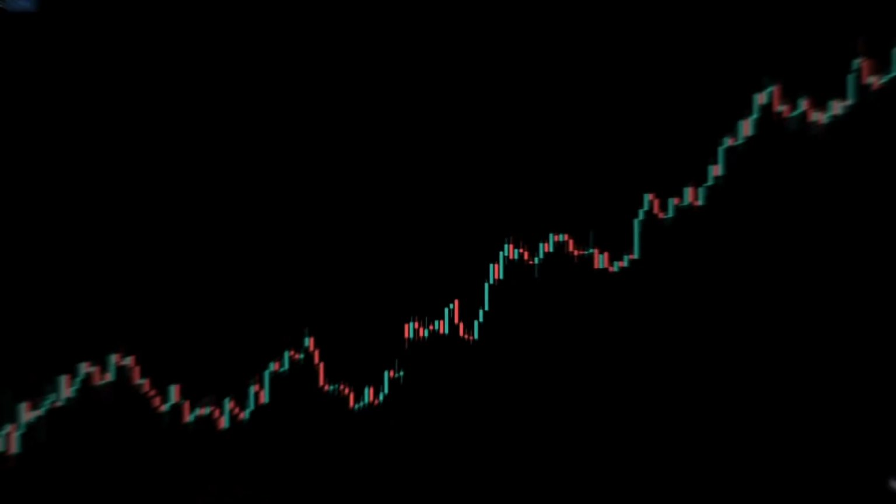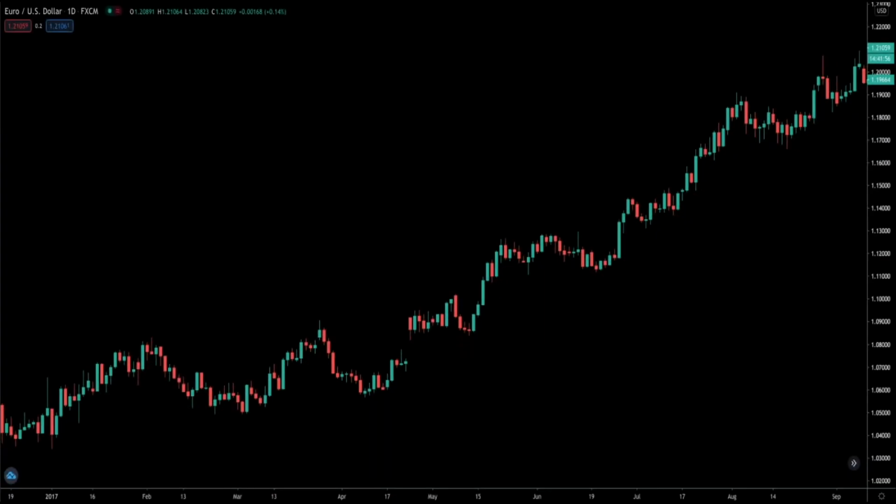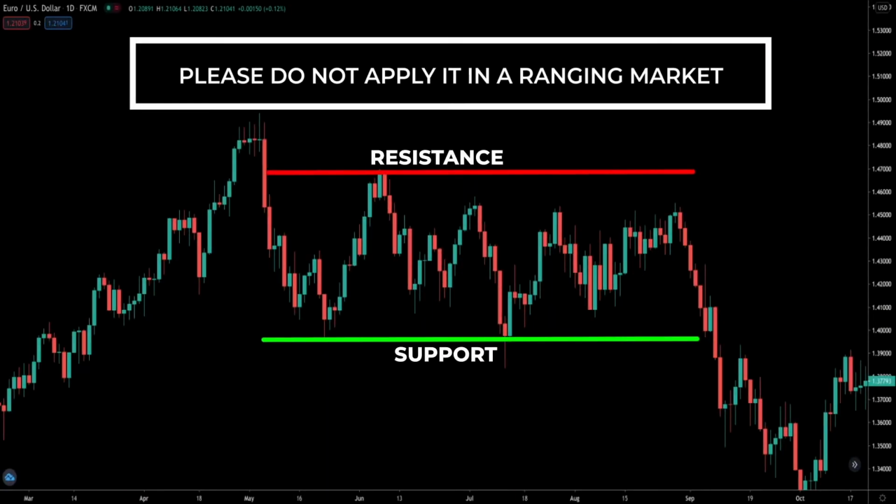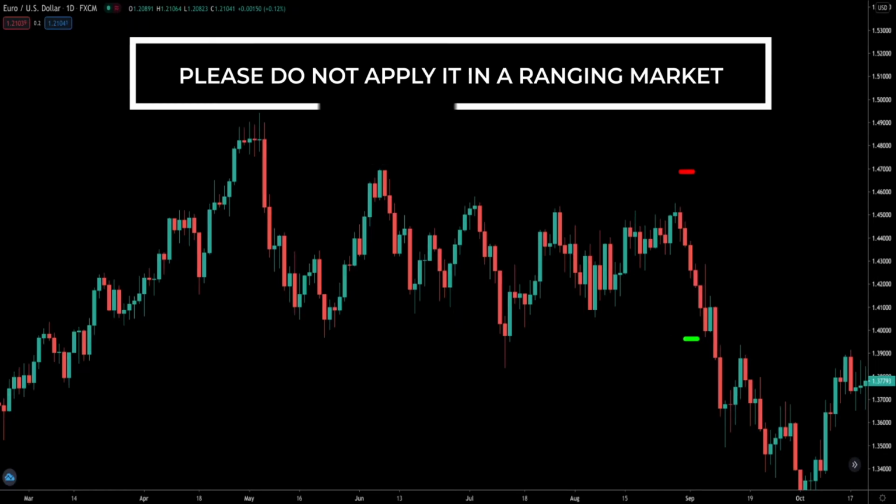So before I jump straight into how to predict the end of a retracement, I need to make two very important disclaimers. This technique works for retracements, and the prerequisite for a retracement is that price must be trending. I mean, think about it. How can price retrace if it isn't trending? So please do not apply it in a ranging market. In a ranging market, you should be buying at support and selling at resistance. You shouldn't be trying to predict when the retracement is going to end.